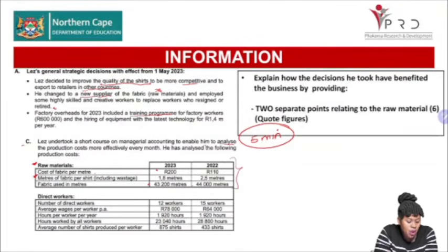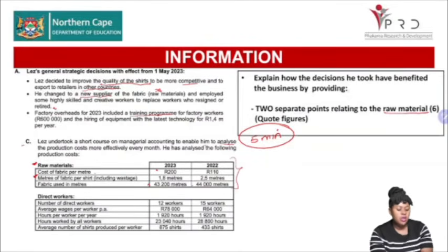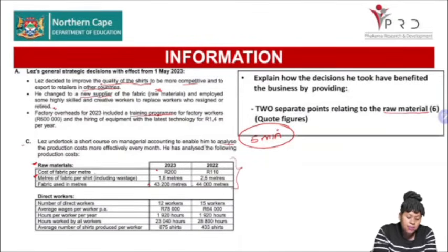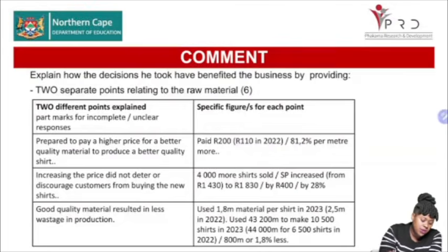Now we need to comment based on that, because we are looking at the raw material. So first things first: explain how the decision he took benefited the business. First, he was prepared to pay a higher price for a better quality material to produce a better quality shirt. One thing you had to identify is the different points explained.